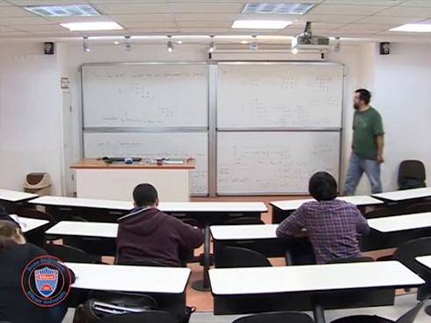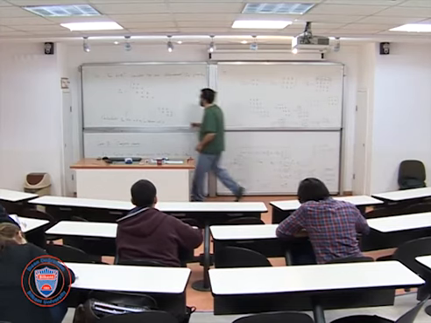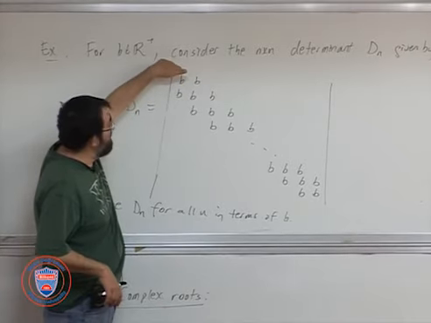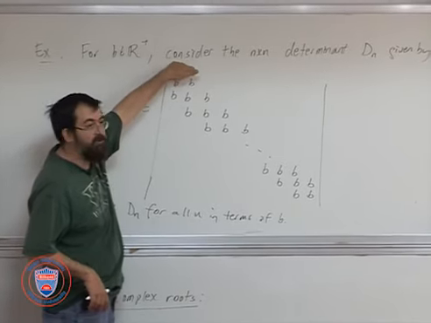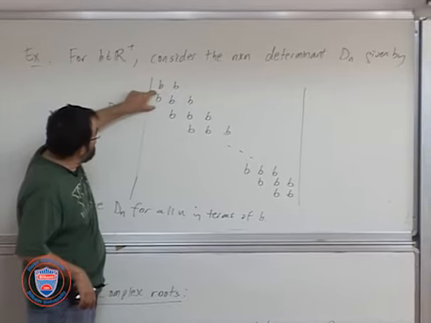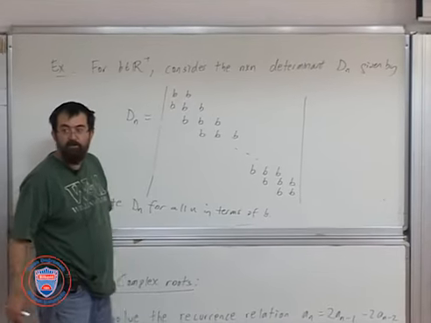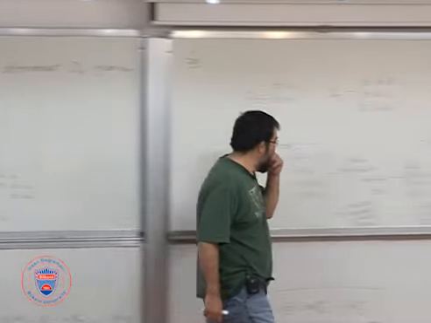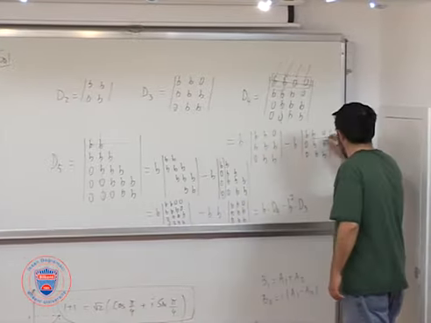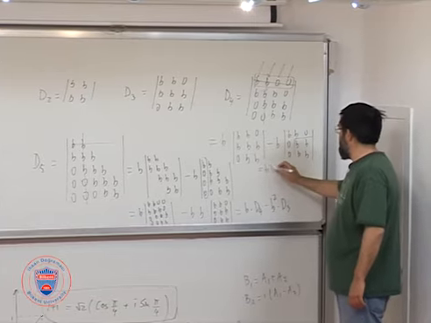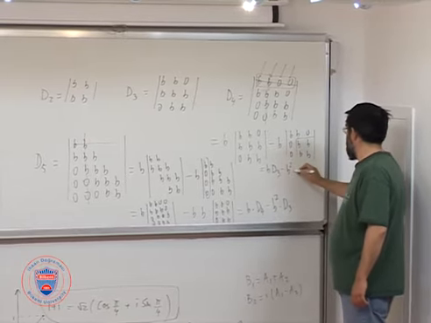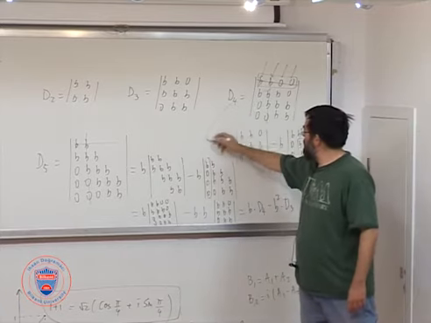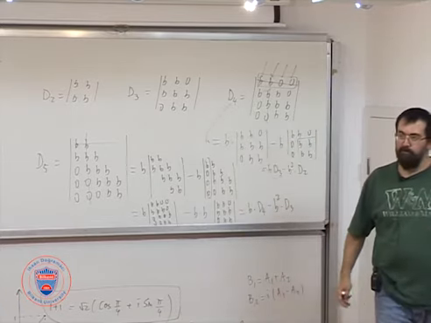I could have written it using this. It will be harder to write, but you can expand it with respect to this b, now with respect to this b, and then you expand with respect to b, you get b squared. It's actually true here too, that this is equal to b times D3 minus b squared times D2. So D4 is also written in terms of the previous ones.